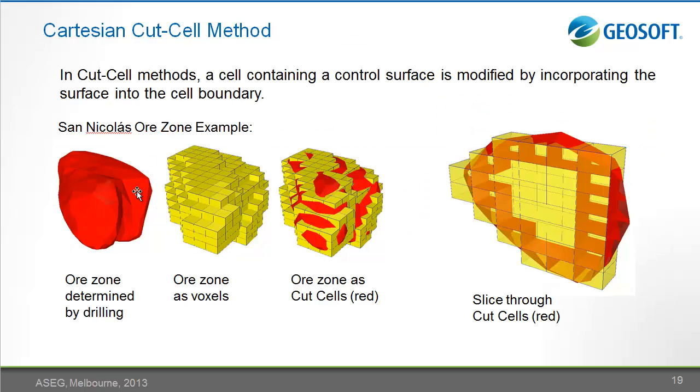To make it a little clearer, for example, let's suppose that we apply this process to the San Nicolas ore zone. This would be the ore zone that's determined, let's say, by drilling. And if I were going to represent it as voxels or prism elements, this would be the representation. If I want to represent it as cut cells, then I am now able to actually represent it exactly by cutting these elements in the following way, so that you will now have a series of cut elements representing the ore zone.